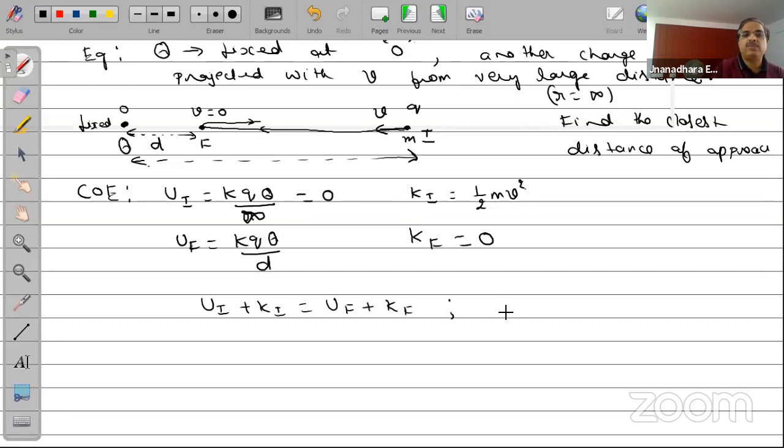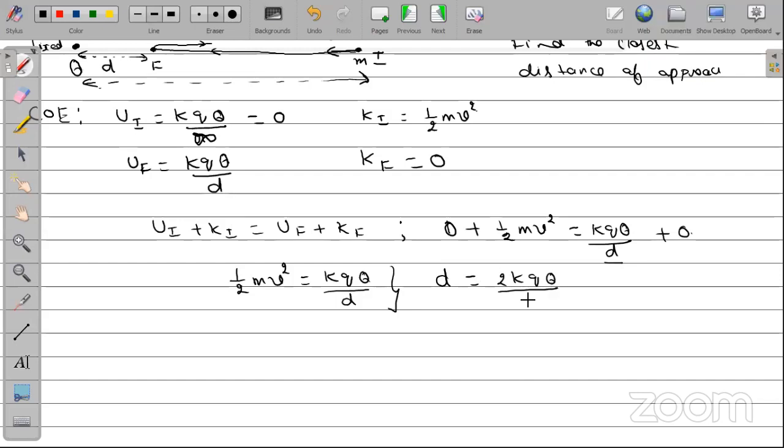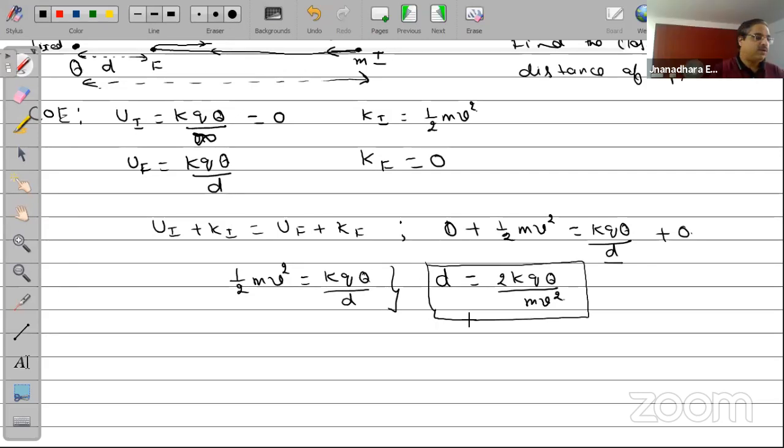Now what will that turn out to be? Look at it. The first term is 0, and the second term is half mv square. On the right hand side, I have KQQ by d, and the second term is 0. Now from here, I can easily obtain the relation for d. So I get half mv square is equal to KQQ by d. So this is how I always obtain the minimum distance of approach. Okay, this is the expression for the minimum distance of approach.